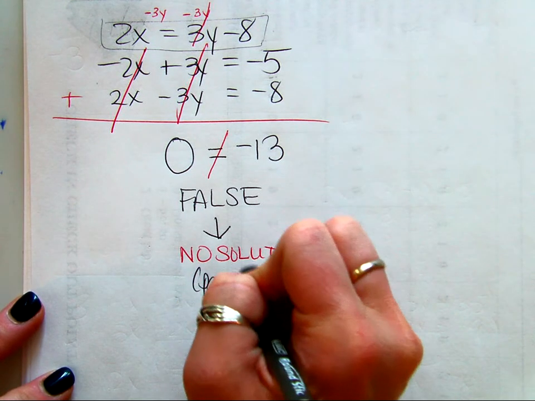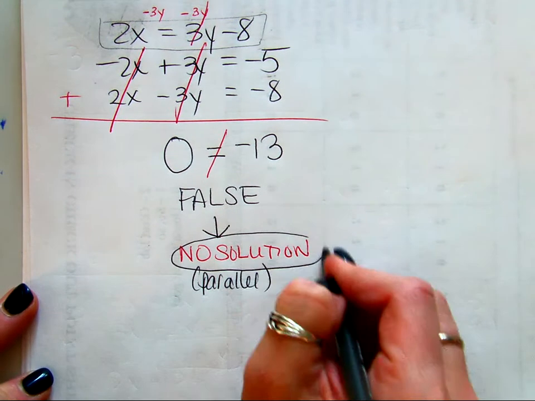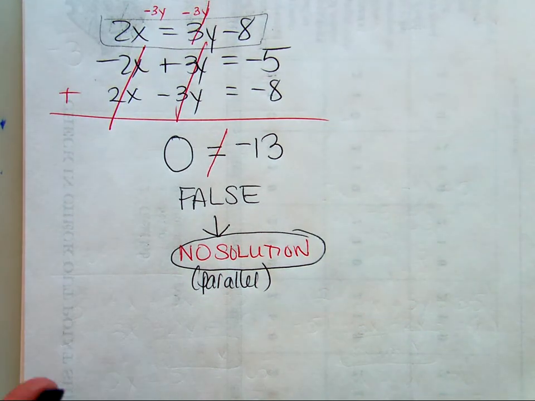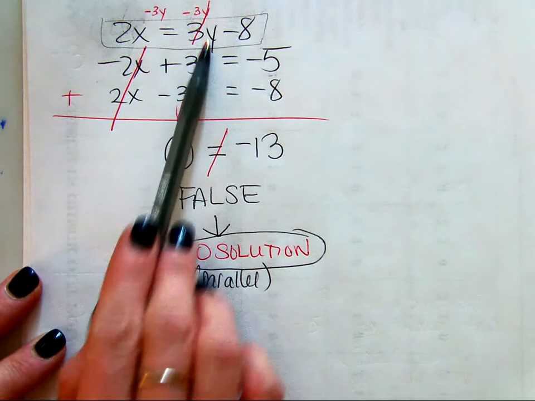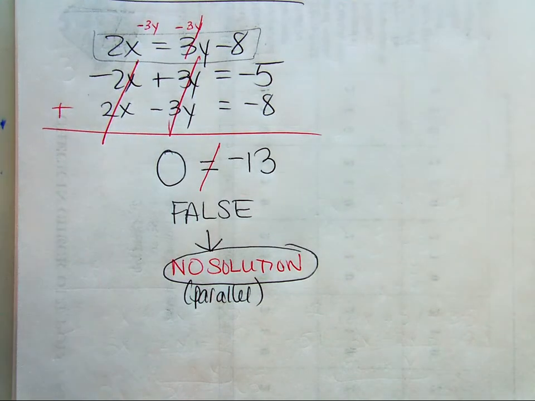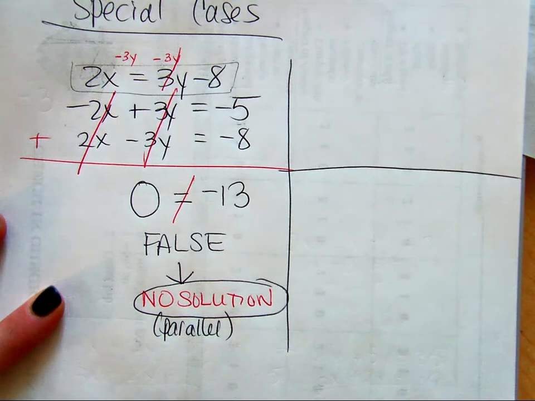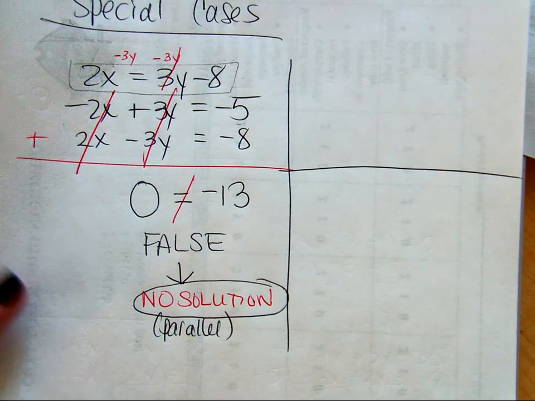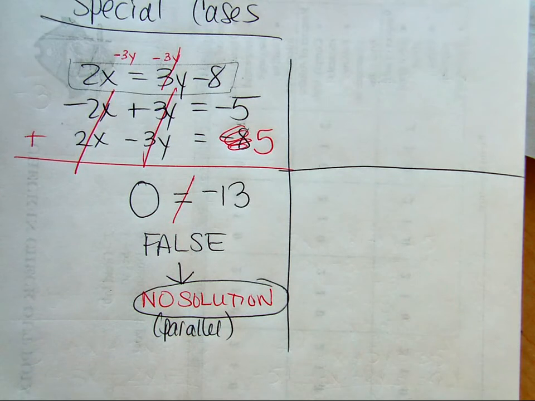You don't have to write the word parallel. You don't have to write the word false. I really just want you to say no solution. But I want you to know why it's no solution. Because they're parallel. If I were to solve both of these for y, their slopes would be what? The same. Okay? So then somebody said, well, how would you get infinitely many? And I said, instead of a negative 8, that would be a positive 5. Right? Because then what's a negative 5 and a positive 5?